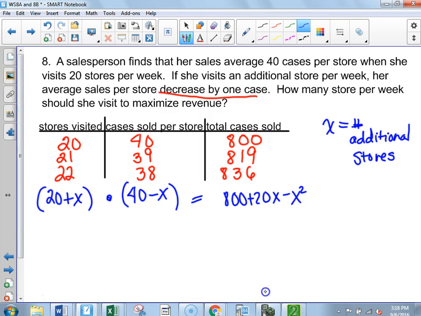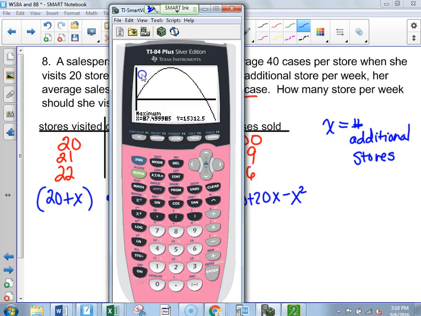I'm just going to use the original expressions of 20 plus x times 40 minus x, and I'm going to graph it and find the maximum. Now think about that. Look what you just typed. 20 plus x. X can be infinitely large. But 40 minus x. Can she have negative cases sold? So we can't go to more than 40 more stores, right? Because 40 minus 40 would be 0. She wouldn't be selling anything.